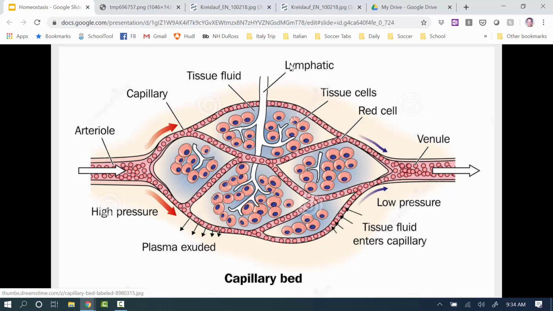Also, part of the blood, the plasma, some of it gets forced out of the capillaries here and is surrounding all of these cells. We call it lymph. And it will be put back into circulation through a separate system.